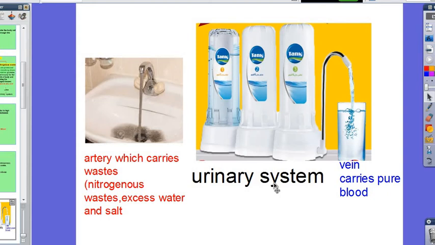and we will collect the clean blood, which doesn't contain any wastes, through the vein. So here we have the artery and the vein. They are connected to the urinary system. The artery which is connected to our urinary system is filled with wastes, but the vein doesn't contain any wastes.